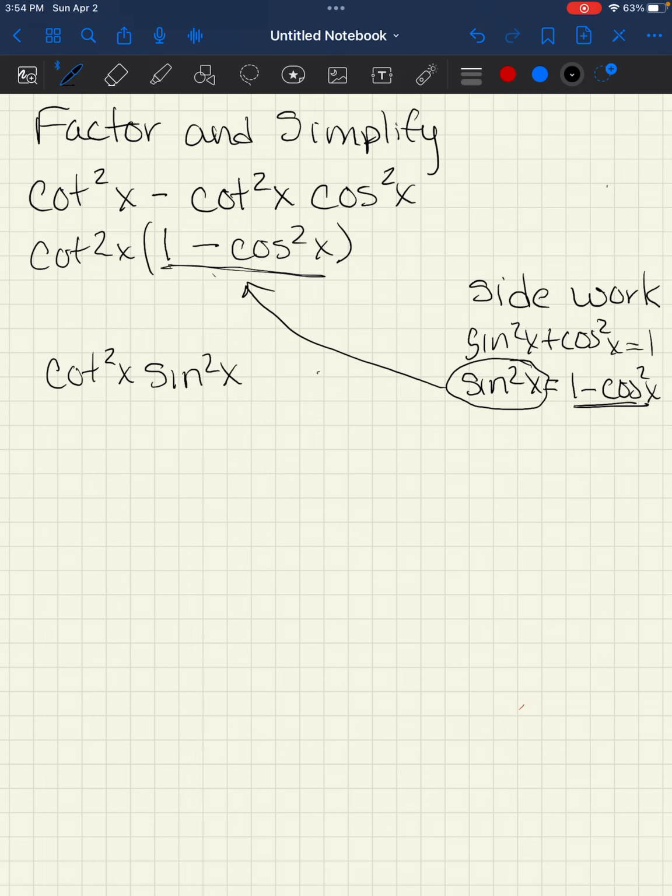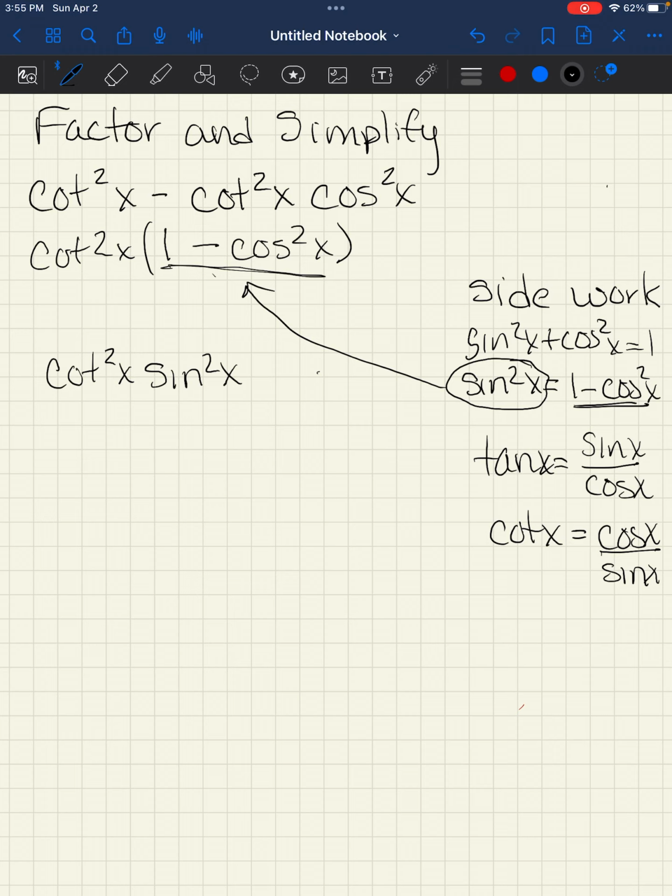Okay. The next thing we want to do is to always get into our basic elements, sine and cosine. Here I have cotangent, and I know that tangent is equal to sine over cosine. So then cotangent is the reciprocal, so that's going to be cosine over sine. Don't try to memorize, just realize, okay, I know tangent, cotangent is the flip.